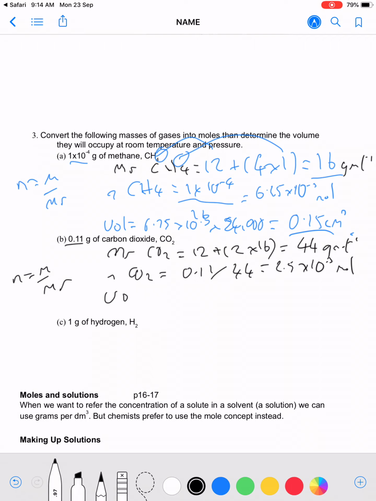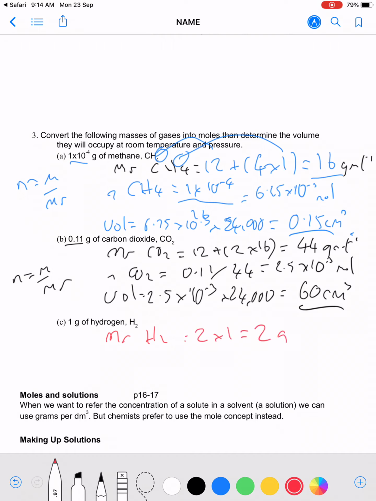And next to the volume, times it by our 24,000, so it's 2.5 times 10 to the minus 3 times 24,000, and that equals 60 cm cubed. Okay, 1 gram of hydrogen. So the Mr, get the molecular mass first, of H2 is 2 times 1, which equals 2 grams per mole.